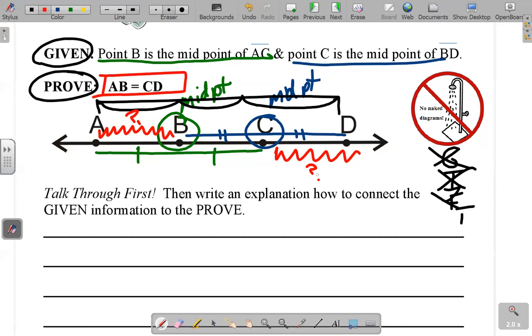Finger on the diagram. Finger on the diagram, guys. Why are the greens true? Why are the reds true?